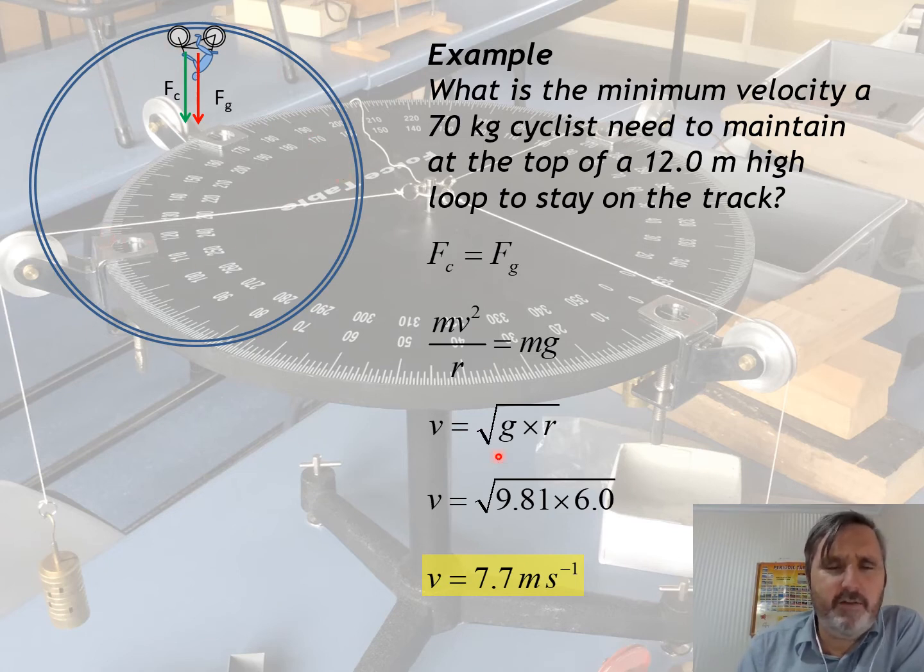If you went slower than 7.7, you would actually fall off this loop and fall down, and you wouldn't make it round the other side. If you went at least that velocity, you would stay on the track. If you went faster, you would stay on the track, but you would start to feel some pushback from the track, and it would feel like gravity when you stand on the ground.